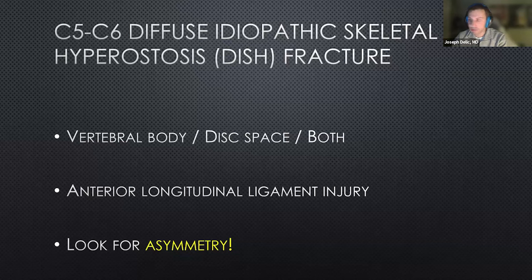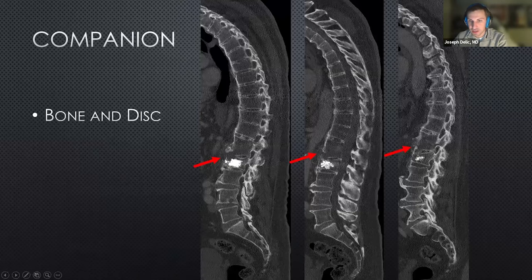So asymmetry is the thing that I use to help me, both of the disc space as well as the anterior ossification. Comparisons are also helpful, right? Look at the old one compared to the new one. So if we look at a few other examples, okay, here's another DISH fracture, essentially extending through that anterior ossification, the disc space, and going through the vertebral body, kind of even up here. You can see that a little bit better on these other slices. This is a bone and disc type injury.